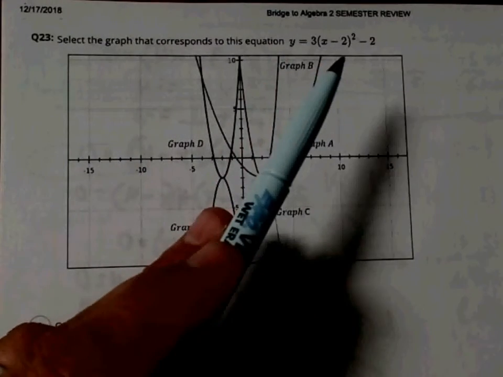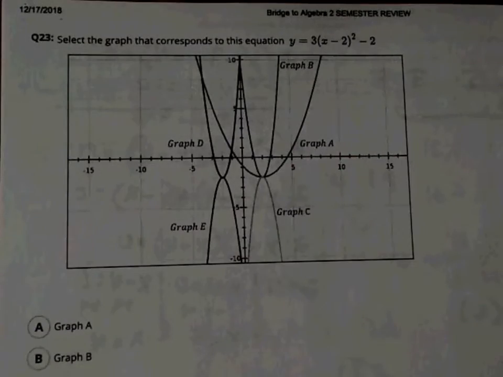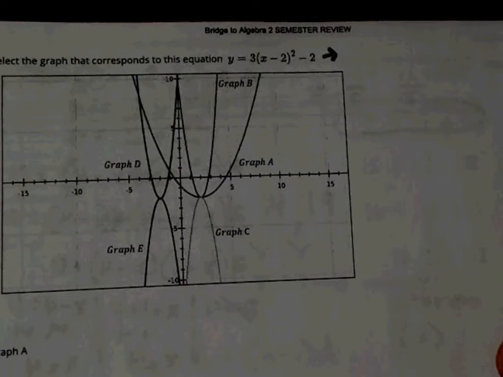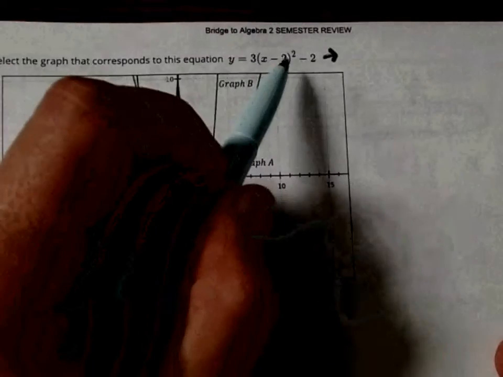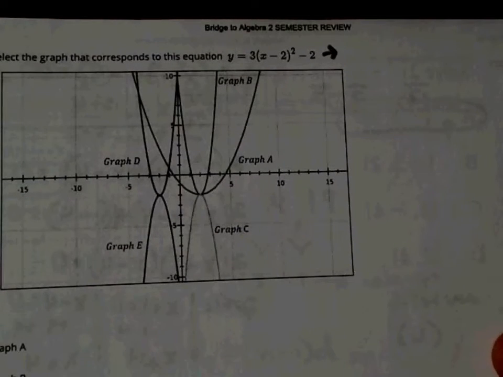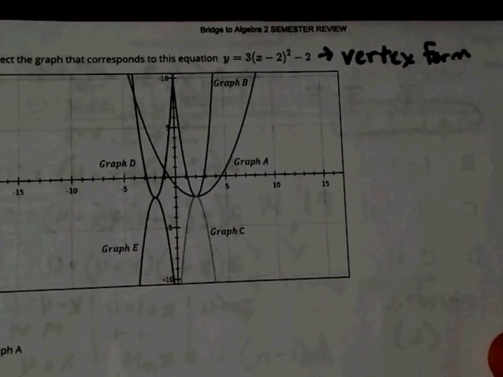Now, this equation up here, how is it written? What form is that in? It's a quadratic for sure, because we have a squared, but it's written in a certain form for the quadratic. Anybody know? This is referred to as vertex form. And vertex form was y equals a parentheses x minus h squared plus k.